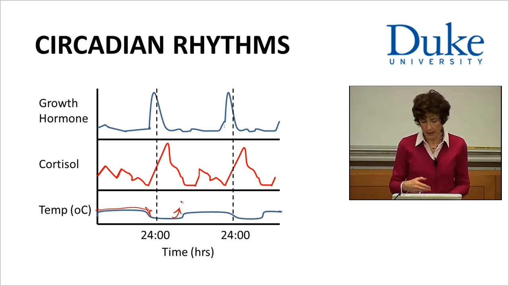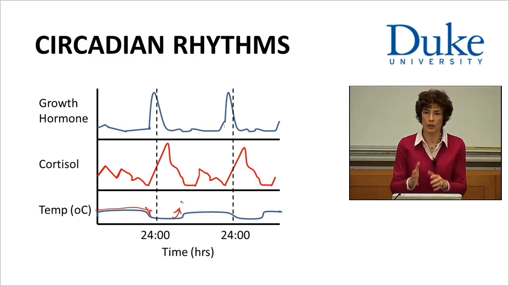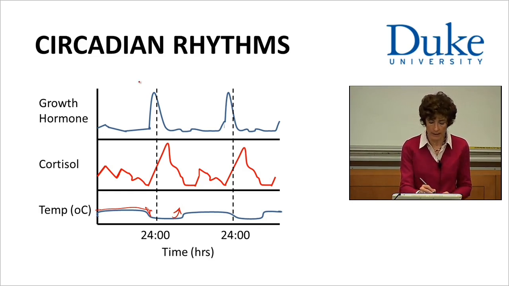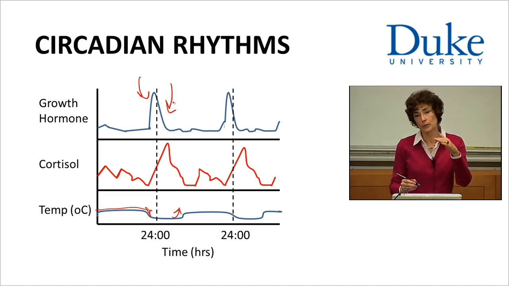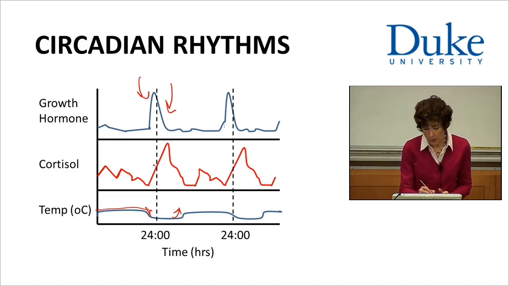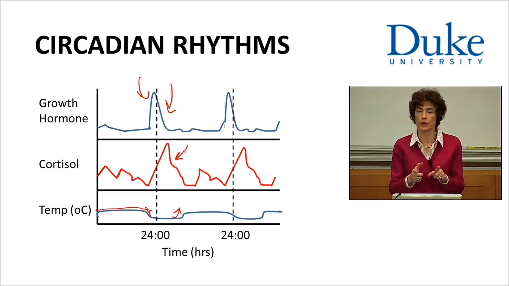The other thing we see that's regulated by biorhythms, or circadian rhythms, are hormones. We have two hormones diagrammed here. One is growth hormone, which is released during early sleep, and then falls to more basal levels when we're waking up. Cortisol, a second hormone, increases just before you wake up.